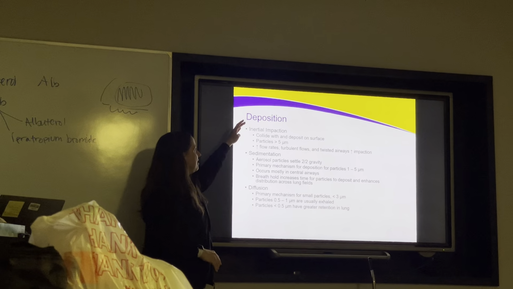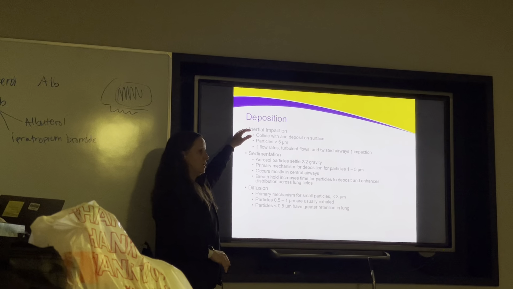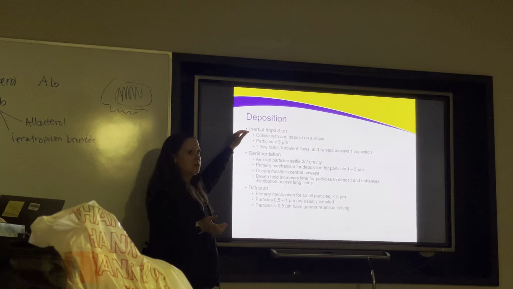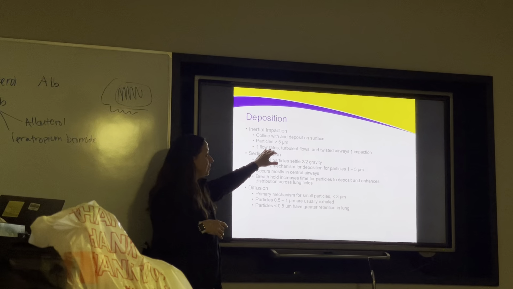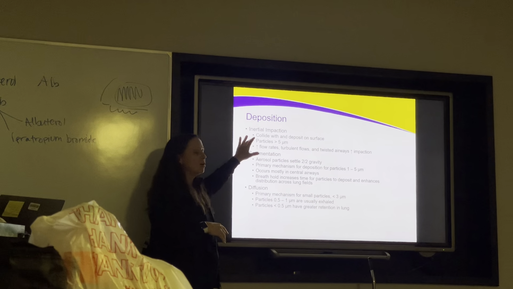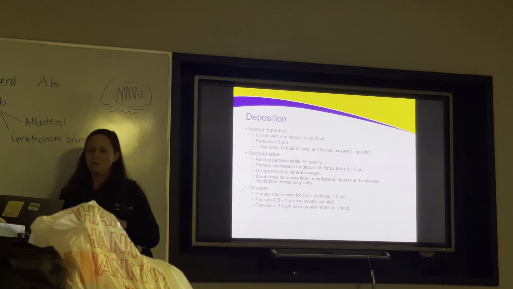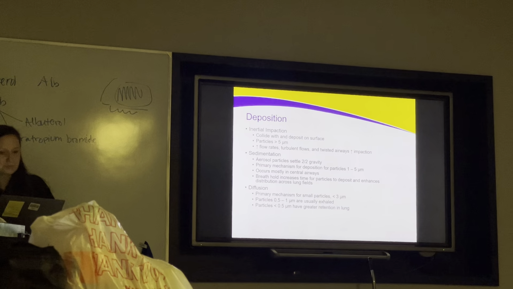So things that cause inertial impaction, or larger particles landing on the surface of the airway, include high flow rates, so breathing in very quickly, right? Turbulent flows or twisted airways. These are larger particles, greater than 5 micrometers, okay?